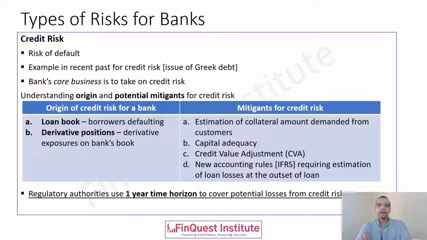So the default can either be partial or it can be a complete default. But in either case, the bank is going to be exposed to a certain loss of funds, because if the borrower defaults, naturally that will result in a certain portion of funds which won't be recoverable. So risk of default is something which we study under credit risk. Along with risk of default, another thing which we can add is what we call credit downgrade risk.